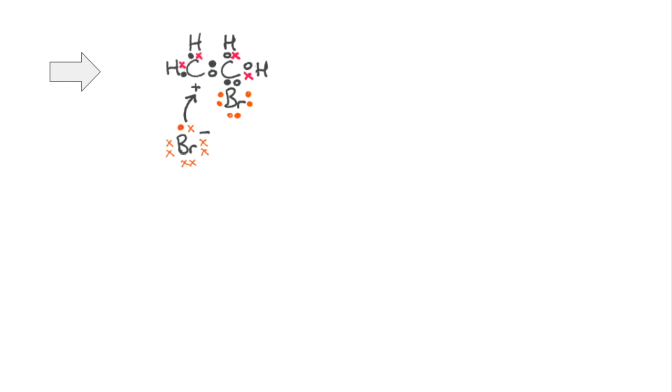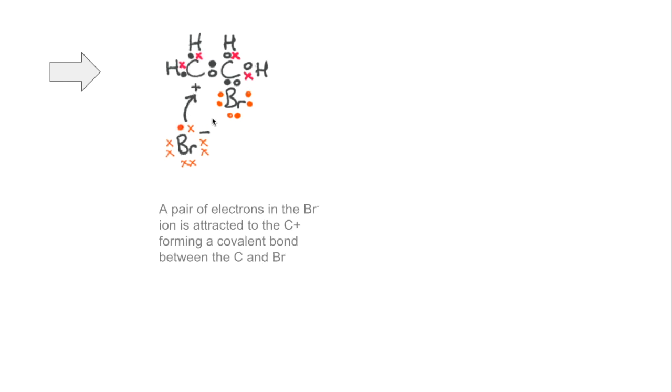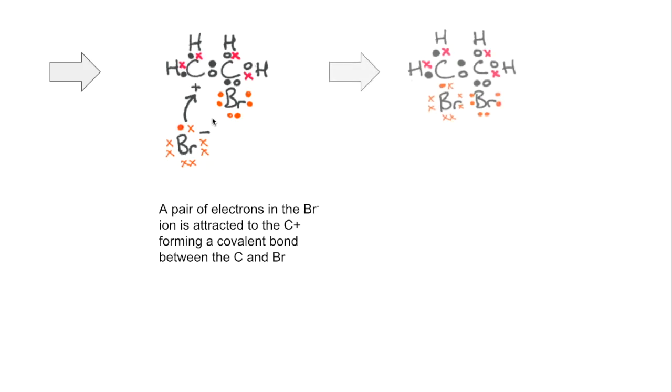And the final part of the mechanism is just a pair of electrons from the bromide ion will be attracted to the C plus and form a covalent bond and generate the product.